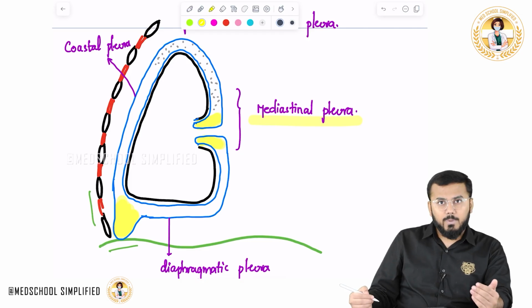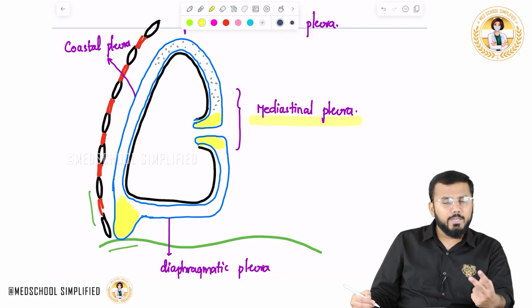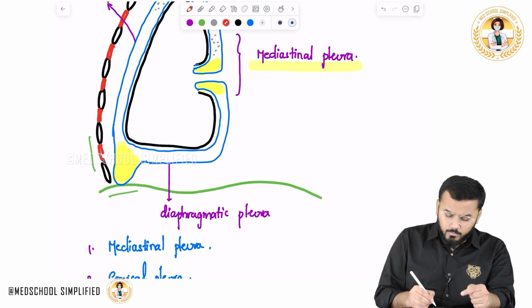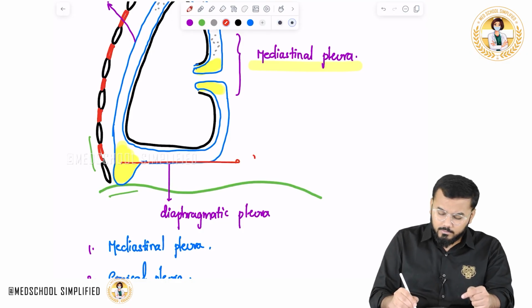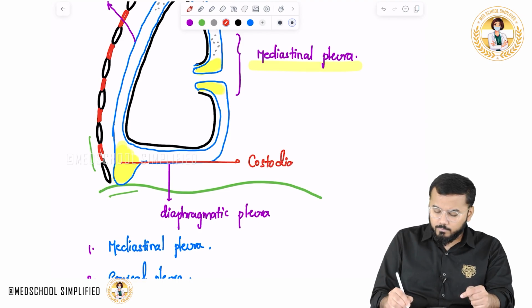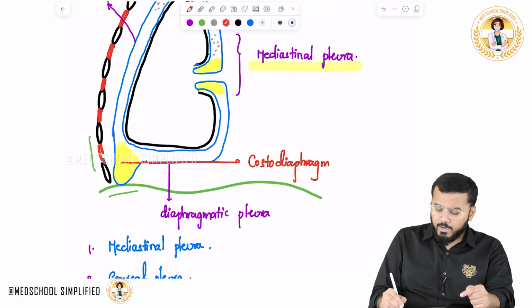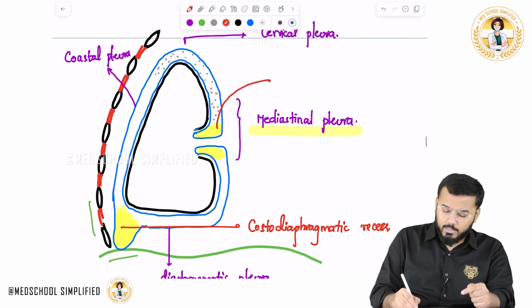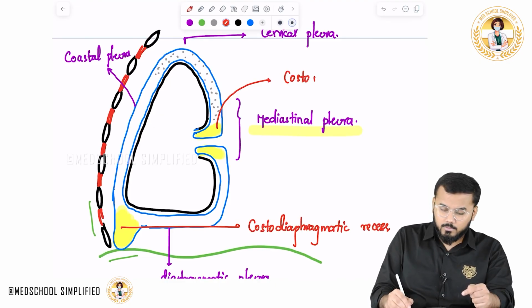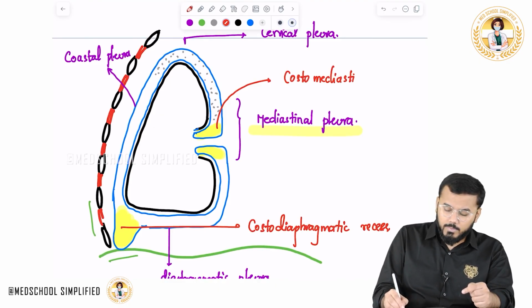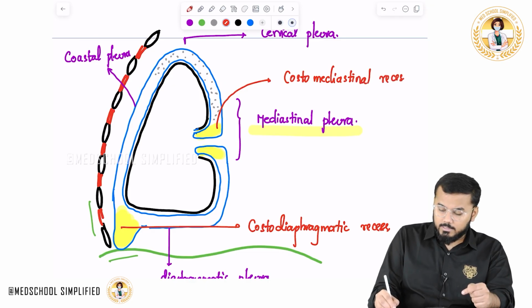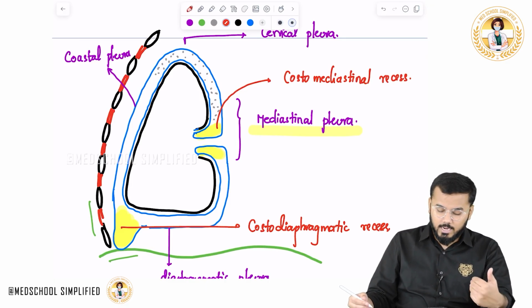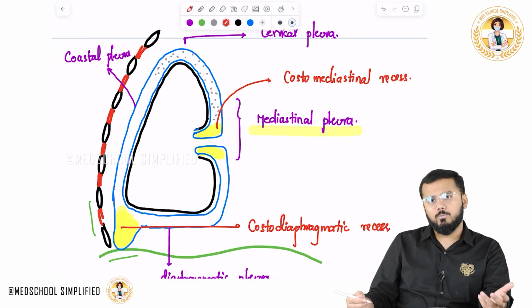So how many expansions of the pleural cavity have we got? We have got two expansions of the pleural cavity. One is called the costo... let me write it down. See, this one over here, you call it the costodiaphragmatic recess, right? And next, this one over here is called the costomediastinal recess. Okay, so costodiaphragmatic recesses and costomediastinal recesses. These are the two important recesses, or expansions of the pleural cavity.